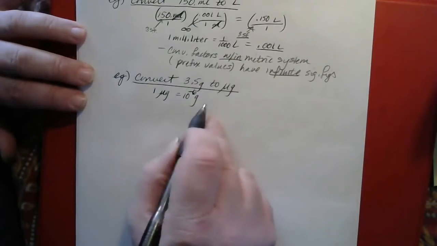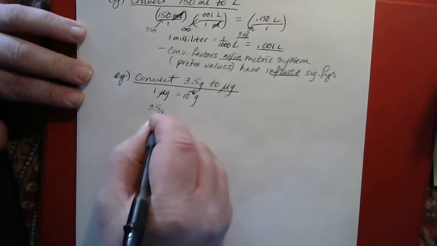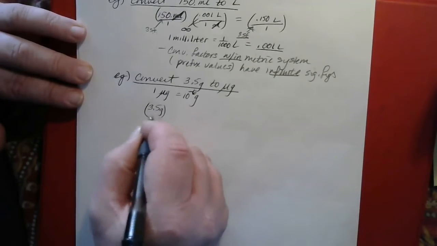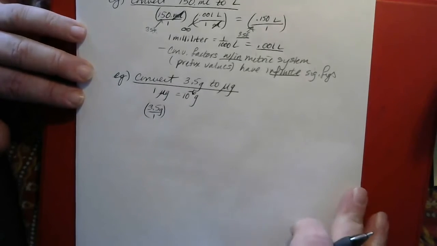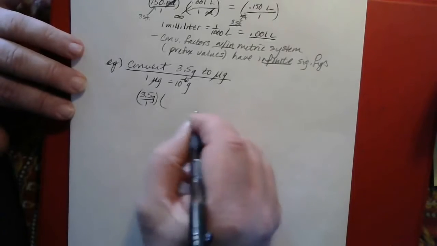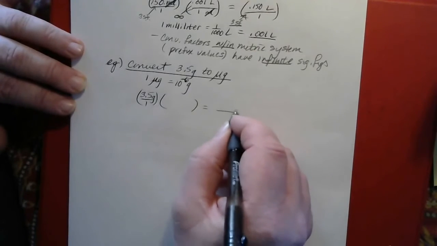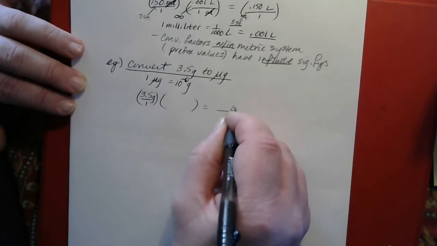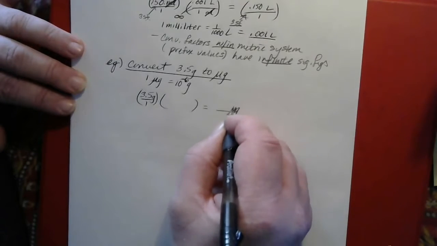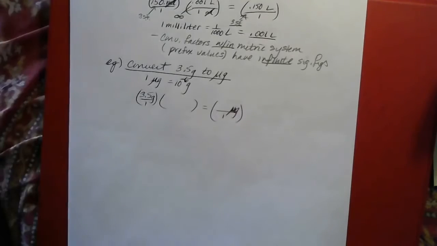So we're going to use that conversion factor in going from grams to micrograms. We start out with 3.5 grams, which as usual, we can think of that as being the numerator of a fraction where it's divided by 1, times a conversion factor, and we hope to get an answer that's in micrograms, and we can consider that to be a fraction divided by 1 also.